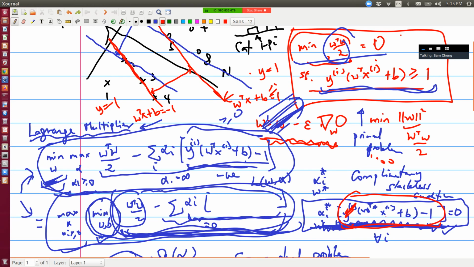Now, how about those not equal to 0? Those will be outside the boundary. Since this is not equal to 0, the complementary slackness condition says the alpha has to be equal to 0. So for each training sample you have a corresponding alpha, and only the samples lying on the boundary, the support vectors, have non-zero alpha. For the rest, alpha is equal to 0.